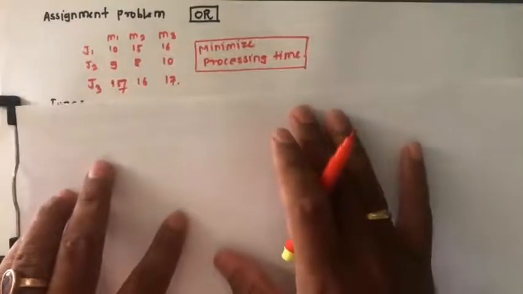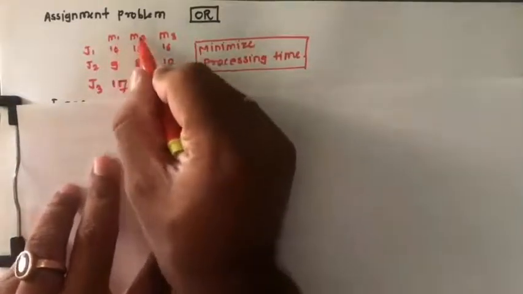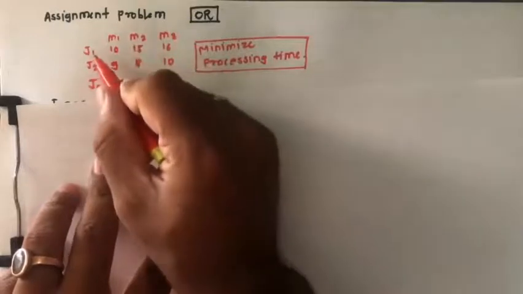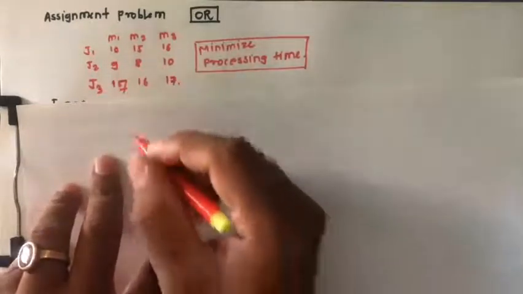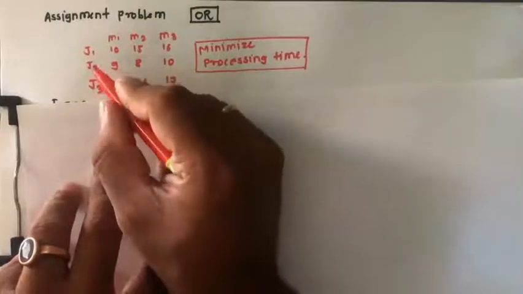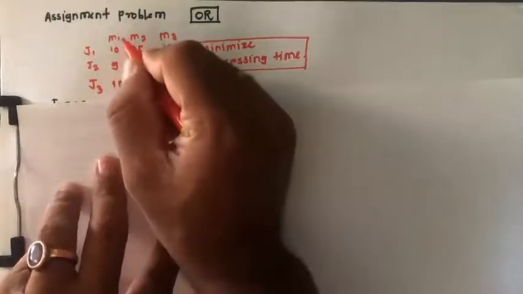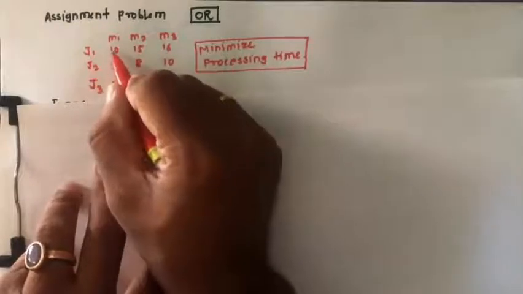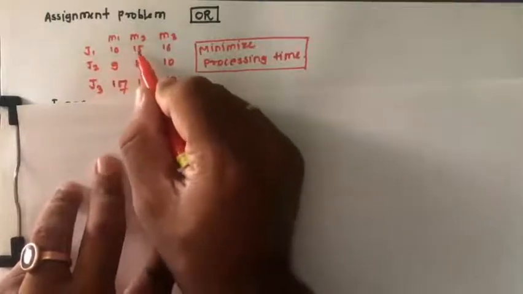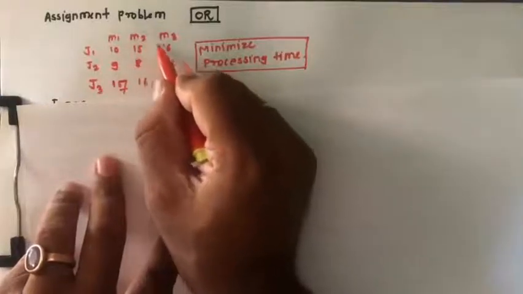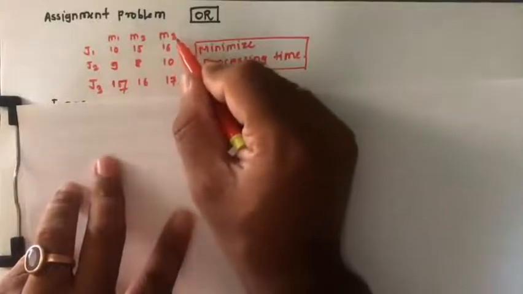Suppose we have three machines, that is M1, M2 and M3, and we have three jobs or workpieces, that is J1, J2 and J3. So each job requires a specific processing time on each machine. Suppose J1 requires 10 minutes on machine number 1 and similarly 15 minutes on machine number 2 and 16 minutes on machine number 3.